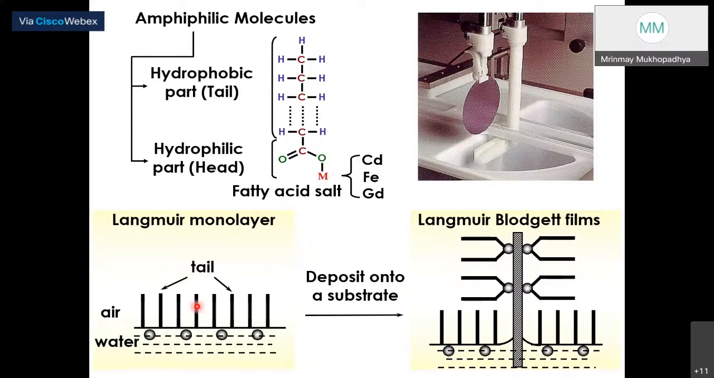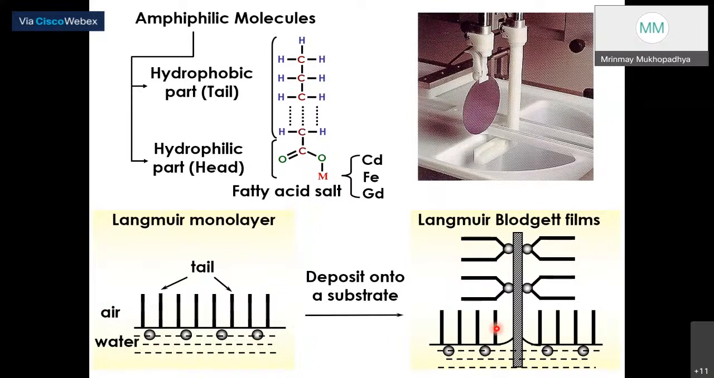Now what is the advantage of this? That you have a monolayer of molecules. So you have a stack of molecules like this, with an attachment of a single metal. And depending on the valency of that metal, you can attach a single tail or double tail or triple tail. So you can form a metal and organic layer.